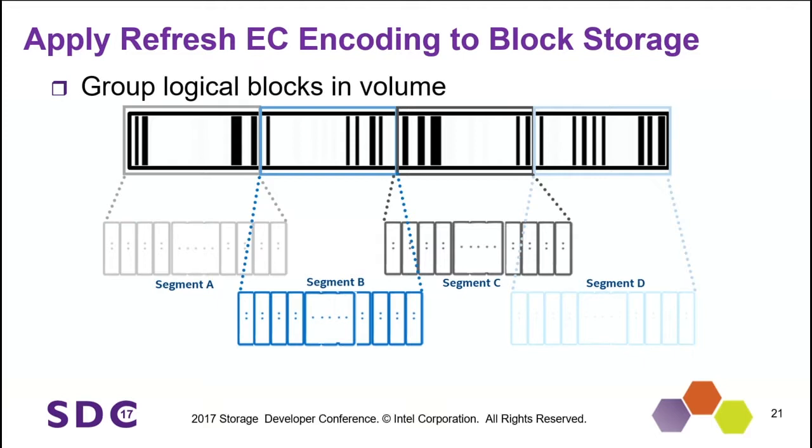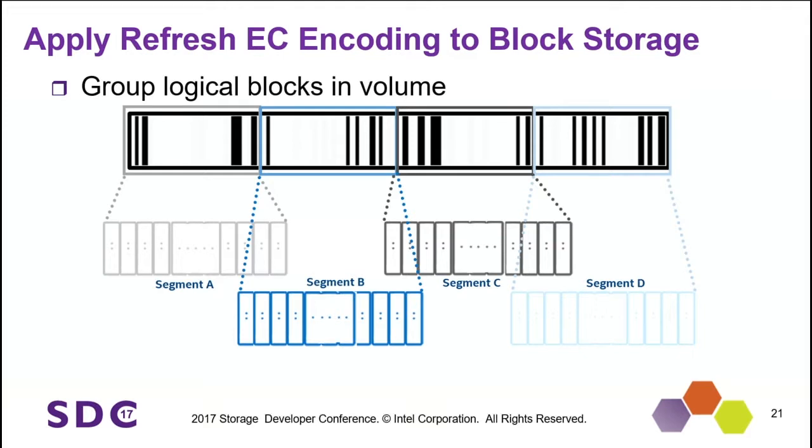First, create a simple mapping relationship between logic blocks and the physical space. Let's still use erasure code 4 plus 3 to describe it. Blocks of this volume are divided into different segments, and most continuous blocks are in one block segment. So in the figure, this volume is divided into 4 segments: segment A, segment B, segment C, and segment D.